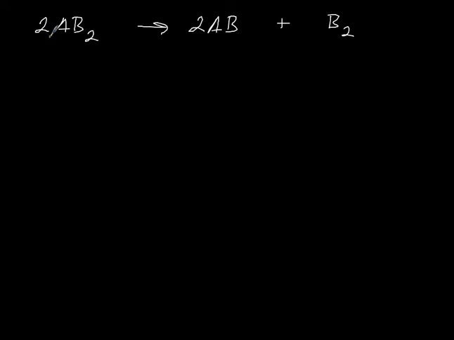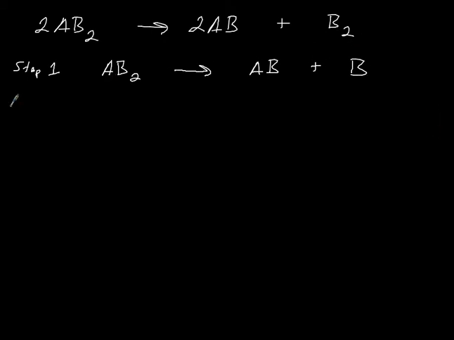All right, here's our second one. 2AB2 decomposes to form 2AB plus B2. Let's propose a possible mechanism for this decomposition reaction. Step one in our mechanism may be that the AB2 molecule turns into AB plus B. So there's a possibility of what we have.